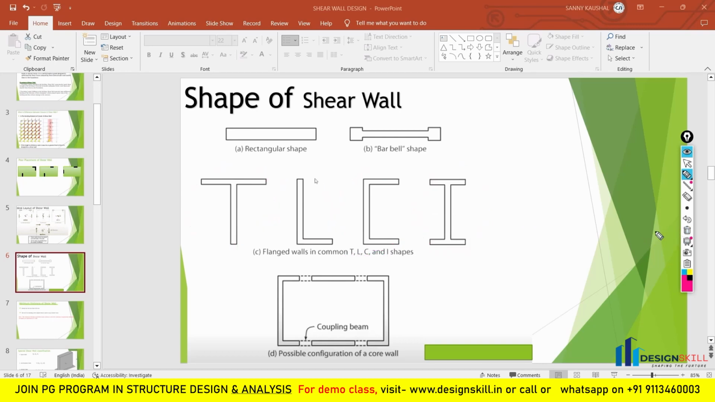Now the last possible configuration of the shear wall is the core wall. You can look at this type of core wall here, and there is an opening here in this core wall, and in this opening there is a connected beam, and we call this a coupling beam. You can see that these two shear walls are connected with this coupling beam, and this we generally call a core wall. In the case where there is a lift, we generally use this type of shear wall.